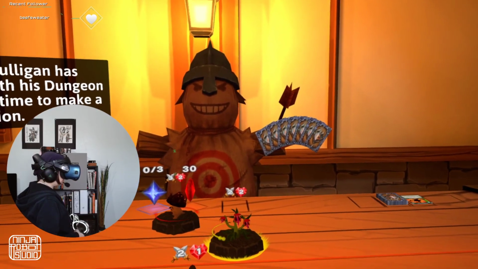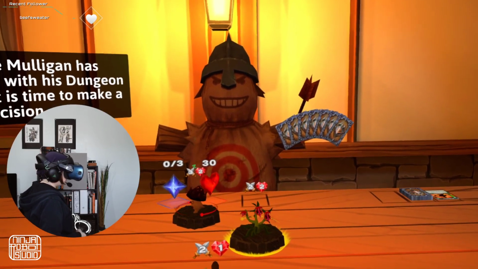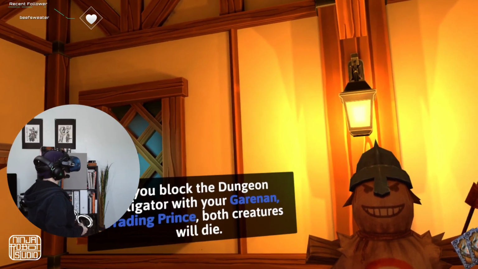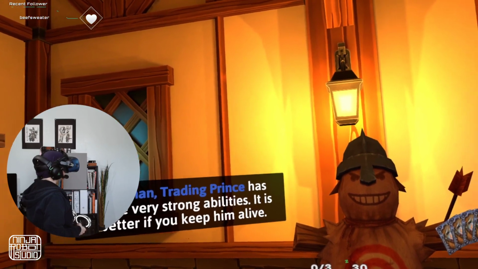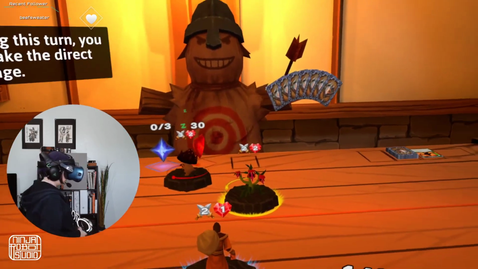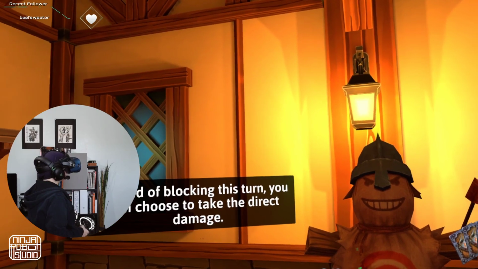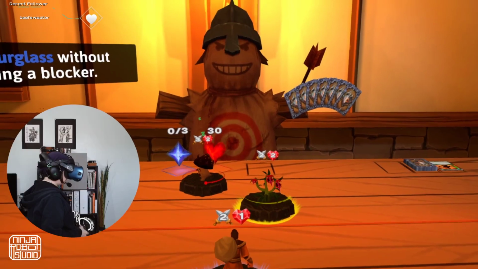It looks like Mulligan is attacking again with his Dungeon Instigator, so it's time to make a decision. If you block the Dungeon Instigator with your Garanin Trading Prince, both creatures will die. Garanin Trading Prince has some very strong abilities. It is better if you keep him alive. Instead of blocking this turn, you can choose to take the direct damage. Flip the hourglass without designating a blocker.